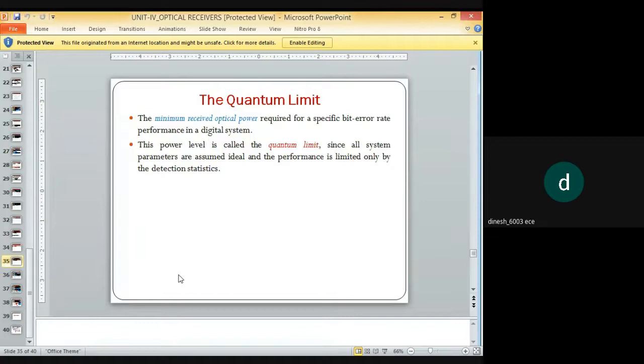Quantum limit is the minimum received optical power required for a specific bit error rate performance in a digital system. So this power level which we require as a minimum is called the quantum limit, since all the system parameters are assumed ideal and the performance is limited only by the detection statistics.